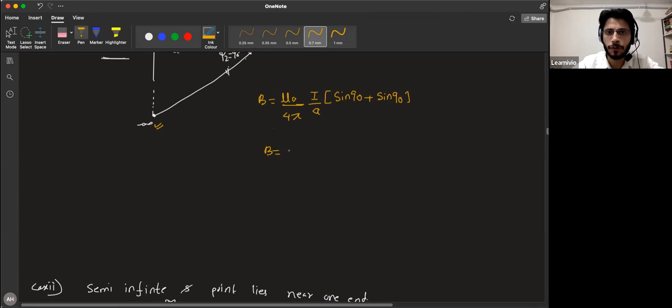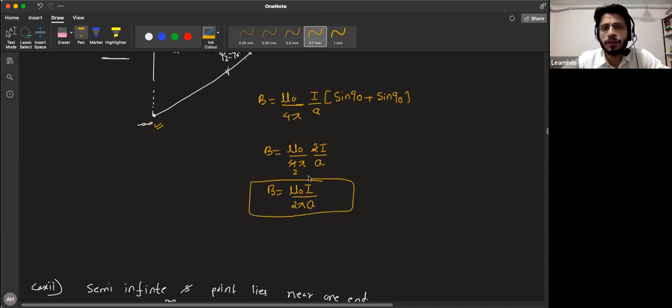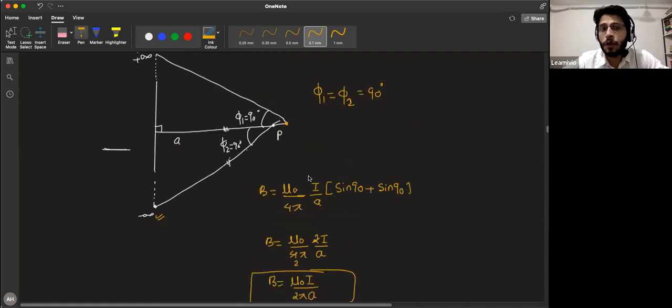So the magnetic field is mu naught by 4 pi, 1 plus 1 is 2, so it's 2I divided by A. If you cancel the 2 and 4 pi, it will become mu naught I by 2 pi. So B is mu naught I divided by 2 pi. This is the magnetic field expression if you have a long straight wire.